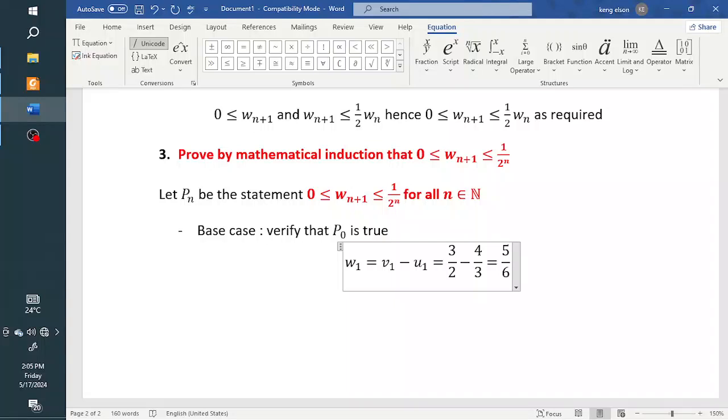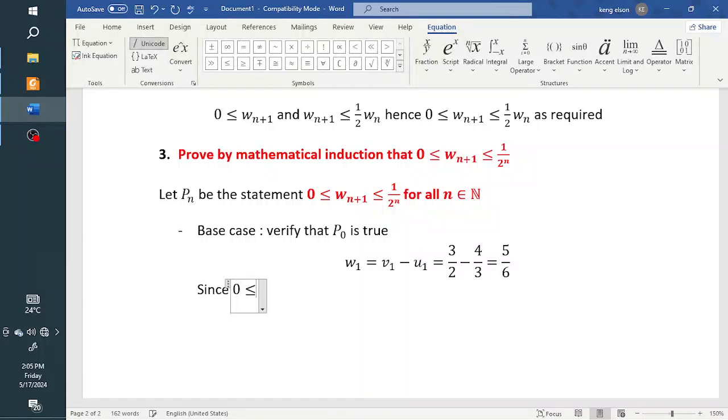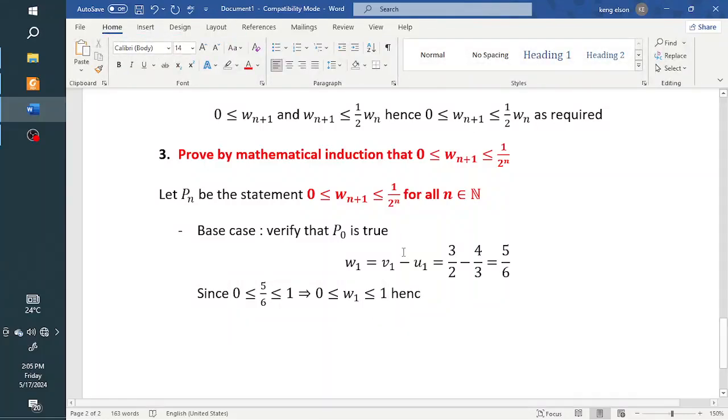Now we clearly see that 0 is less than or equal to W1, and it is less than or equal to 1, because when we replace n with 0 here, we get 1, and we replace n with 0 to get W1, and here is 0. So P0 is the statement 0 is less than or equal to W1 less than or equal to 1, and it is clear. So hence P0 is true.